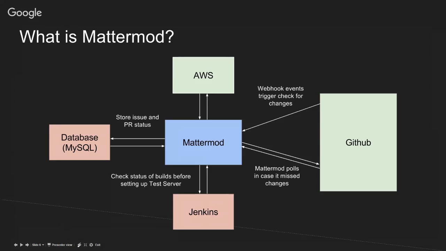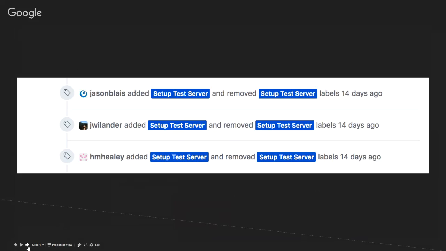This is a little diagram of the architecture of Mattermod, at least the current version. For some history, the original version only had a GitHub webhook that triggered Mattermod to do stuff. GitHub webhooks are unfortunately rather unreliable. So this newer version does some more things that make it a lot smarter and avoid that behavior I showed a few lines back, where we have to repeatedly add and remove labels to tell it to set up a test server.